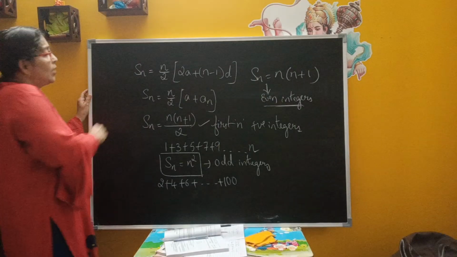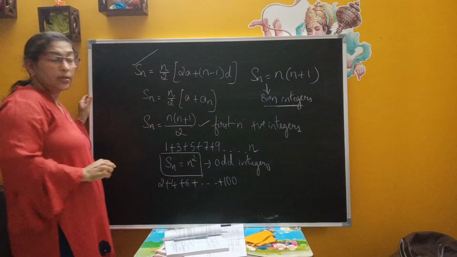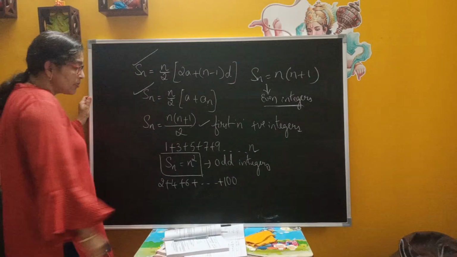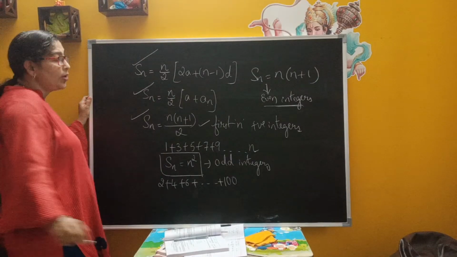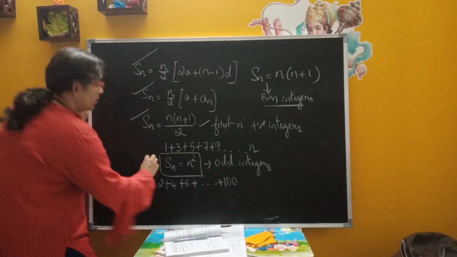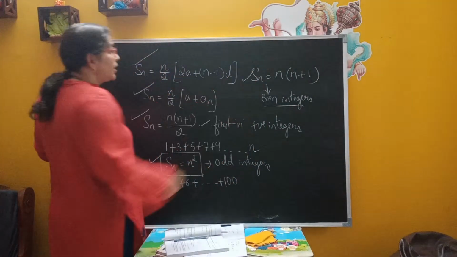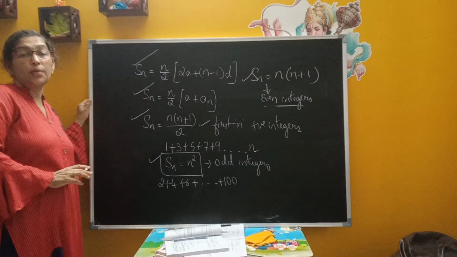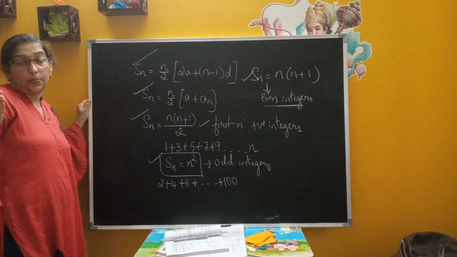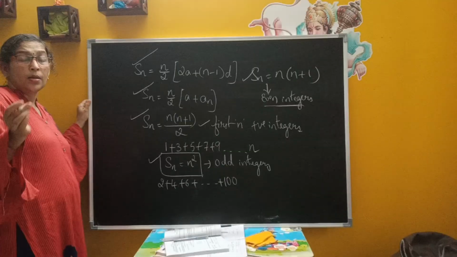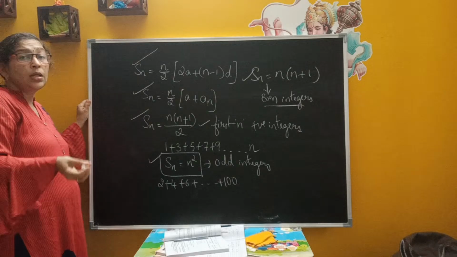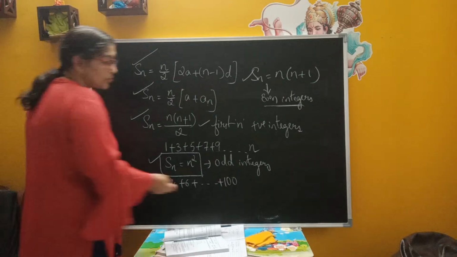So you have learnt one formula, this is the second formula, this is the third formula, and one more, fourth and fifth. All these are used to find the sum of n terms in an arithmetic progression.